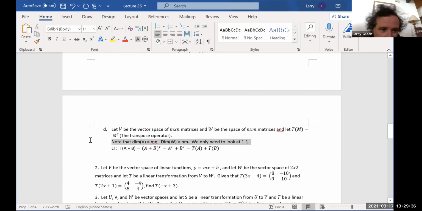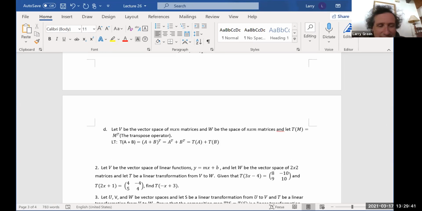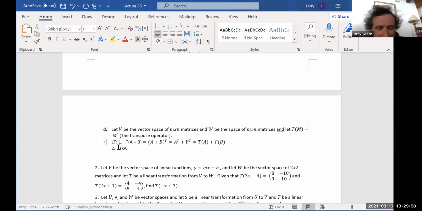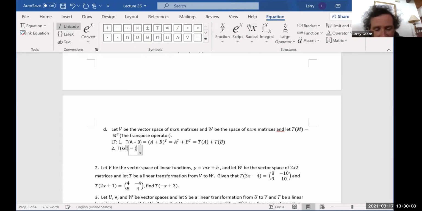I'm going to erase this note because I was thinking about isomorphism, because I was on the next section. Okay, so that was number 1. Maybe I'll write 1. And now I've got to go to number 2. Do you remember what number 2 is to show something is a linear transformation? The multiple of a constant. Yep, T of Ka. Okay, so now let's do that. So T of Ka by definition is equal to Ka transpose.